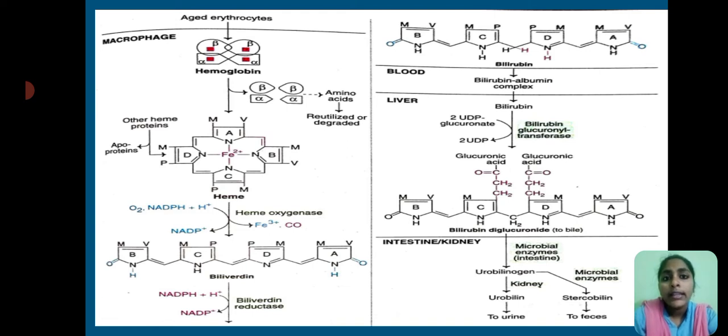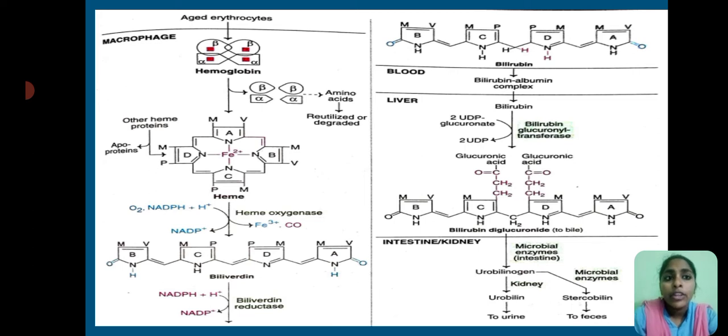Here, energy is utilized in the form of NADPH. Next, the iron is removed in the form of ferric ions and carbon monoxide is released. Next, the biliverdin is converted into bilirubin by the enzyme biliverdin reductase. Here, energy is utilized in the form of NADPH.